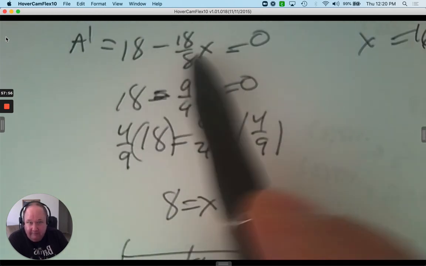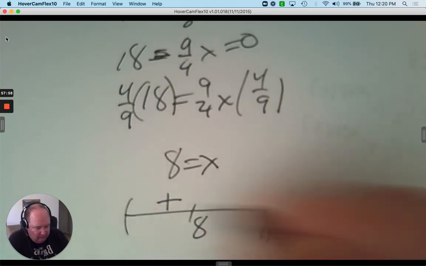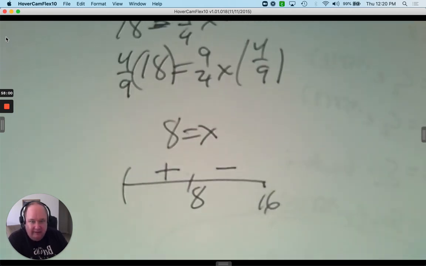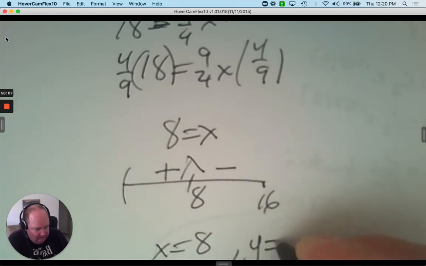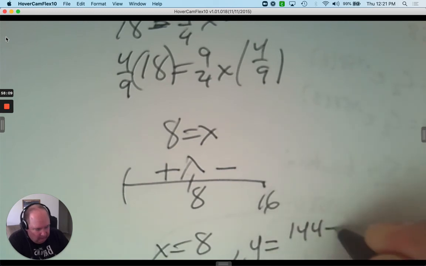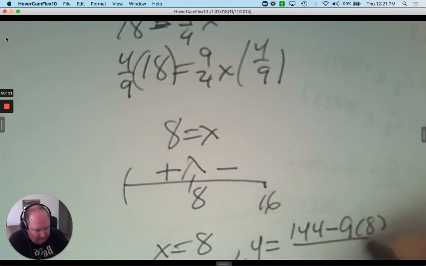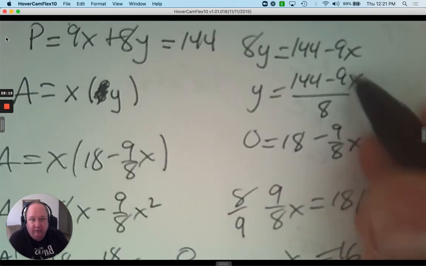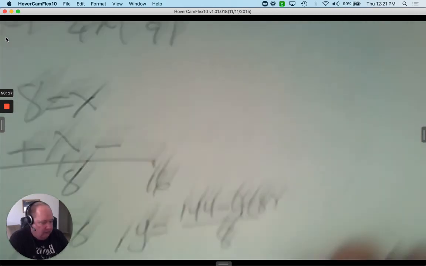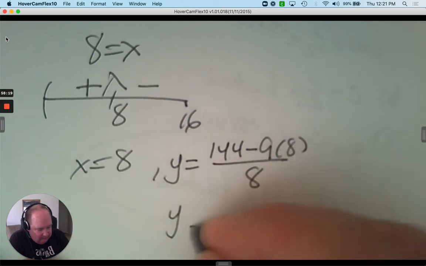If I look in the derivative, if I plug in a number between 0 and 8, like 1, the answer is positive. And if I plug in a number bigger than 8, the answer is negative. This is a maximum. So we know x is 8, y is 144 minus 9 times 8, divided by 8. So we know an equation for y right here. So plug 8 in and then solve it.